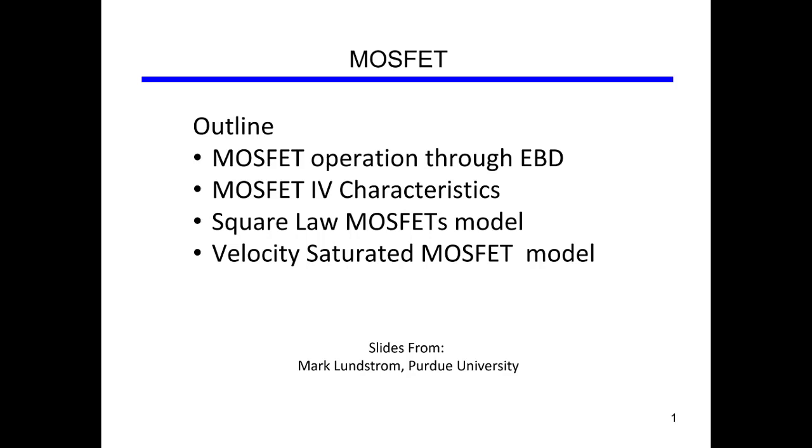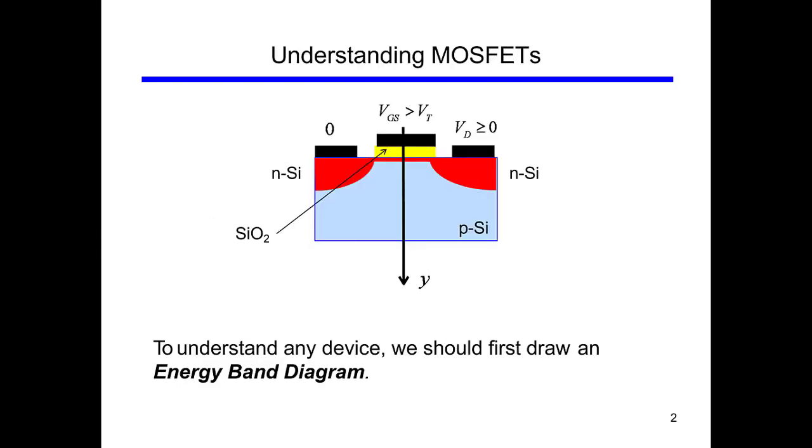Bismillahirrahmanirrahim. So let's continue our discussion about the operation of MOSFET with energy band diagrams. This is the picture of a MOSFET. We have a VGS applied at the gate, and this VGS is greater than the threshold voltage, and we have a VD applied at the drain terminal, which is greater than or equal to 0. The source terminal is held at 0.